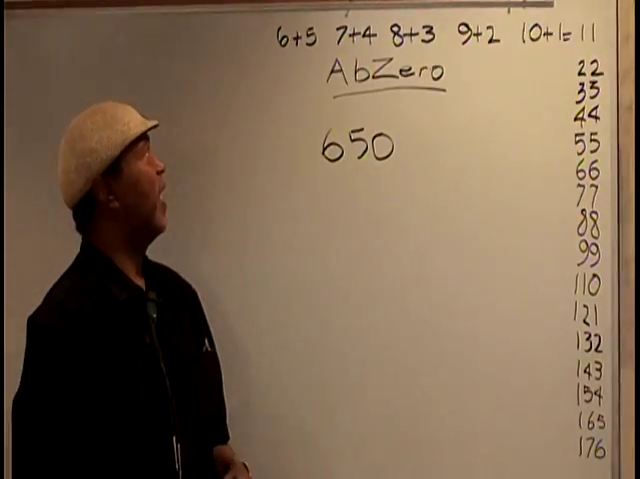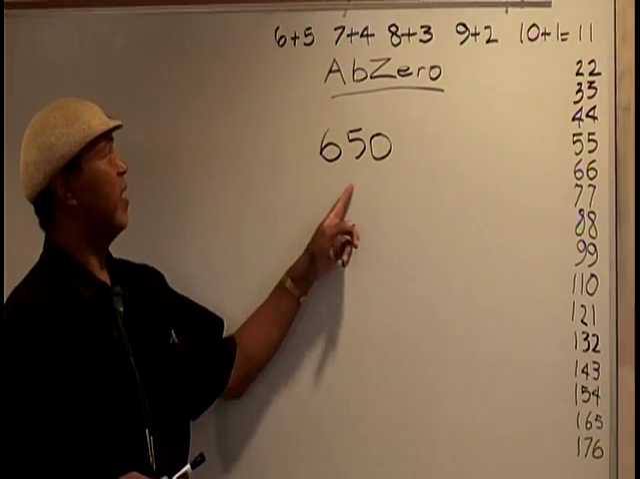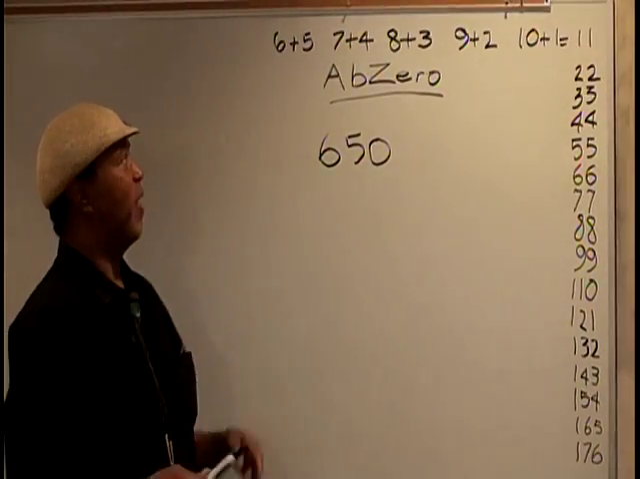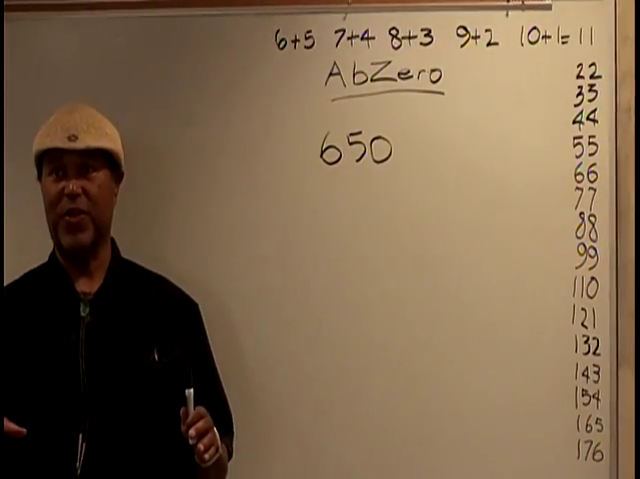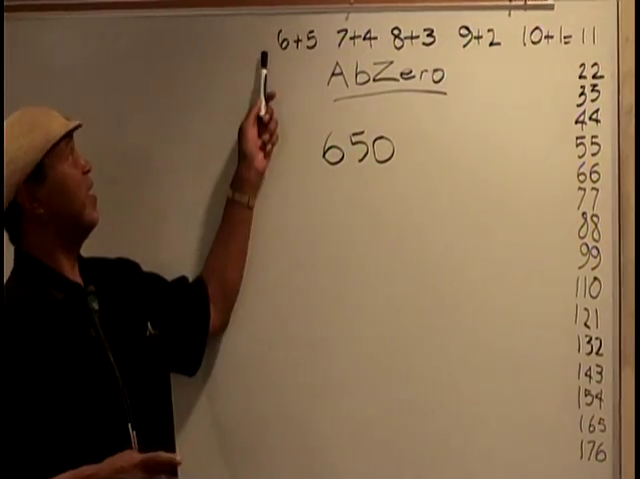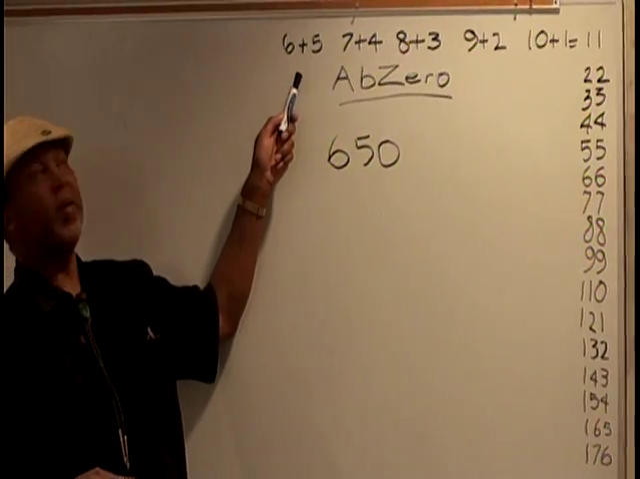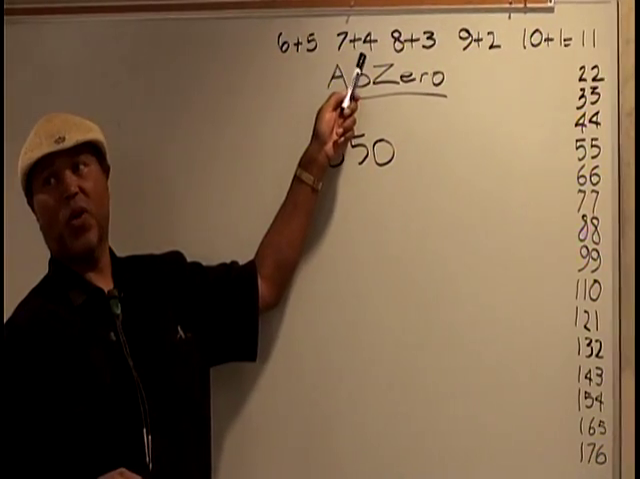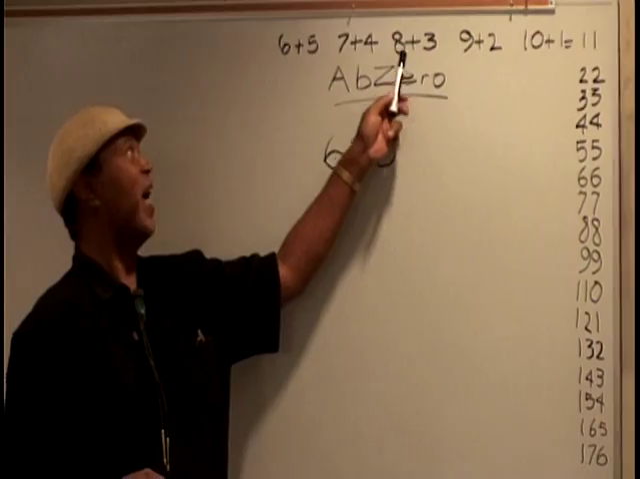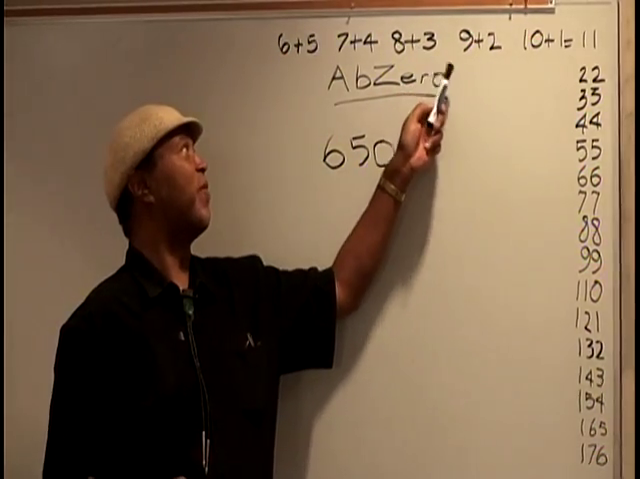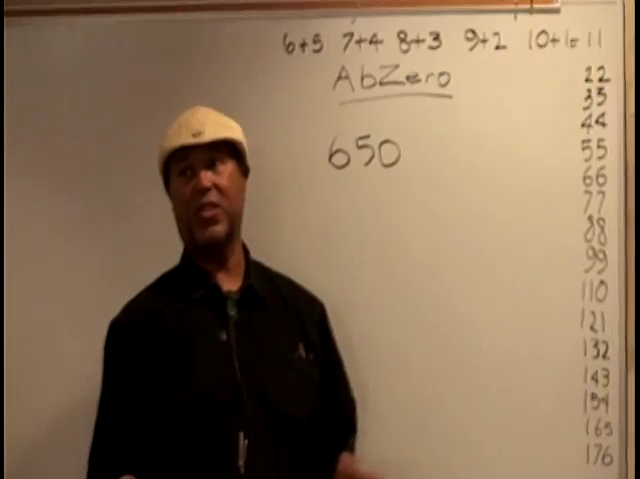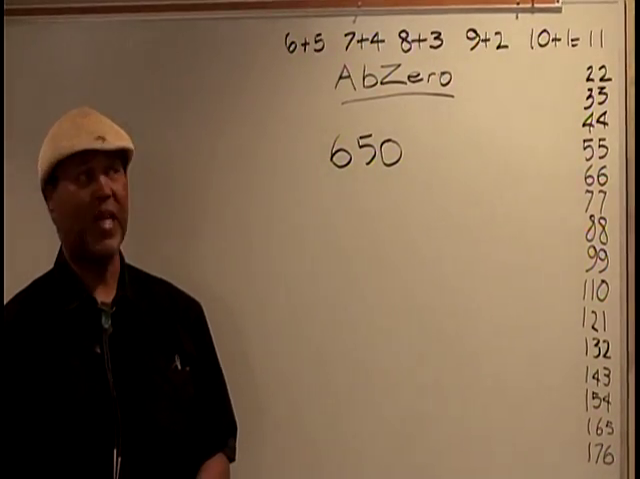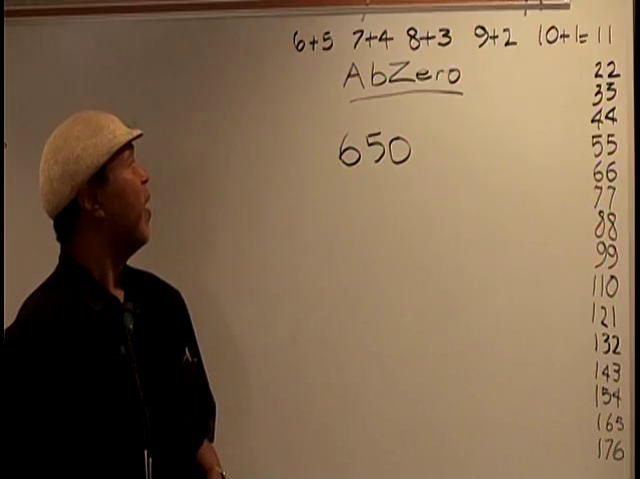Okay, so in the case of 650, we'll get to that in just a second. I just want you to know what numbers constitute 11. So 6 and 5 is always going to be 11. 7 plus 4 is always going to be 11. 8 plus 3 is always going to be 11. 9 plus 2 is 11. And 10 plus 1 is also 11.